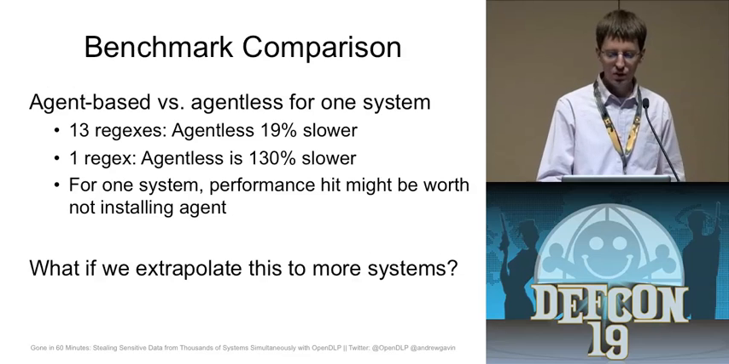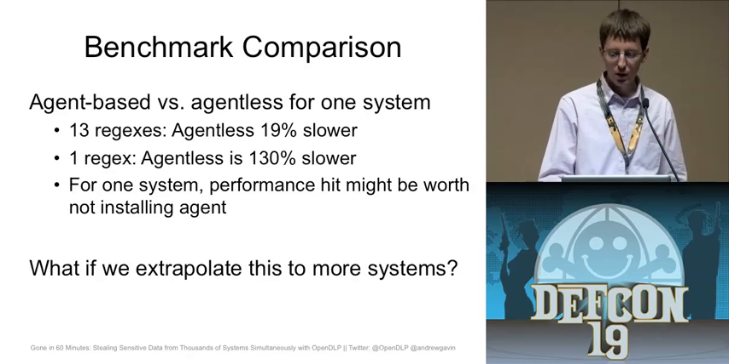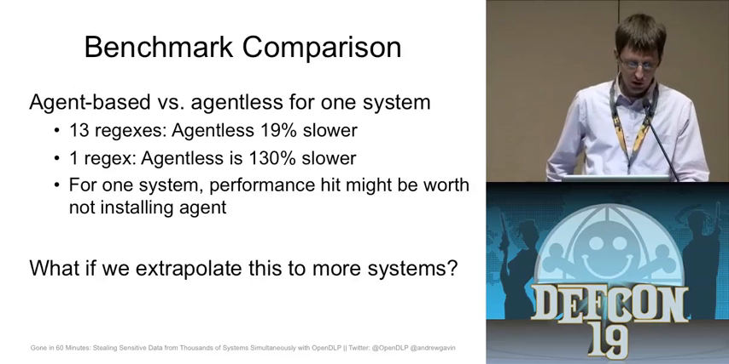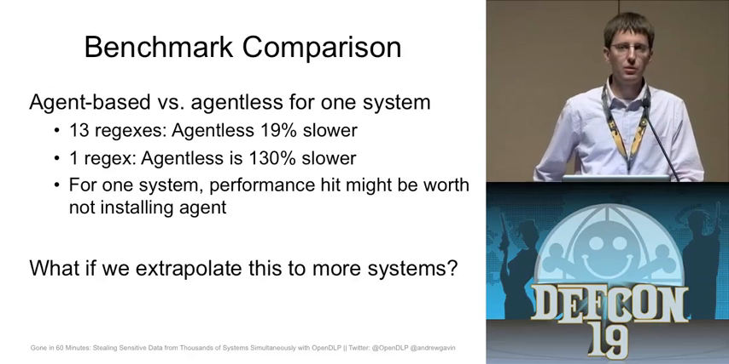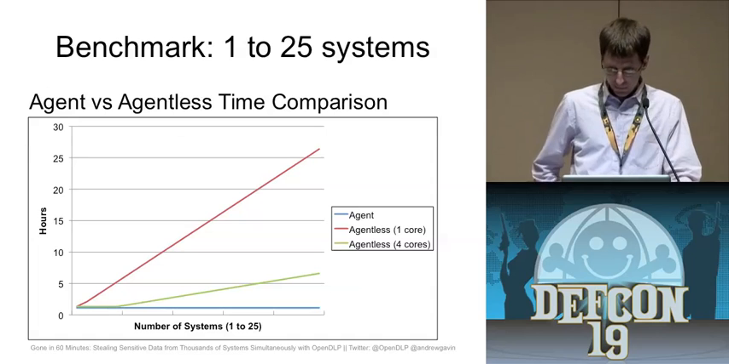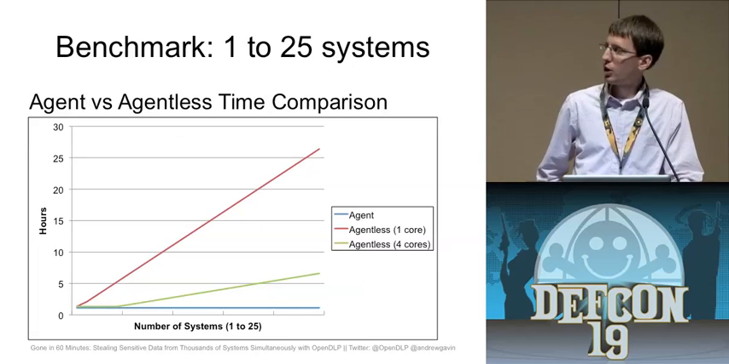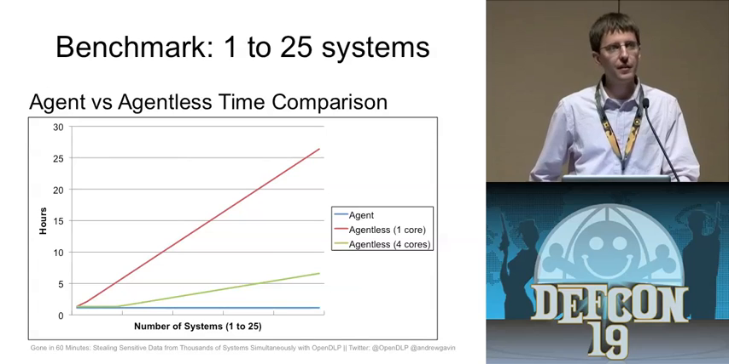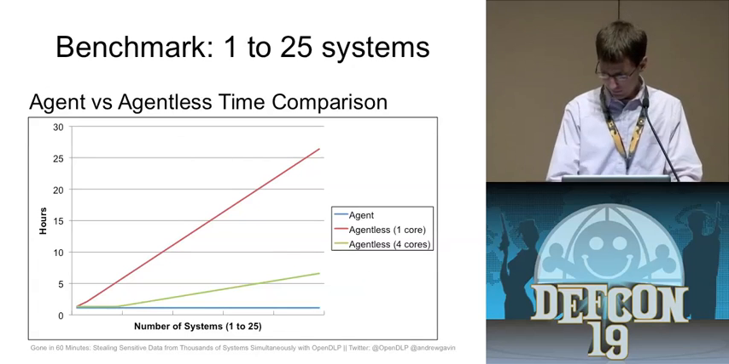So for just one system, it's only really 19% slower, but if we extrapolate this to more systems, we see here the blue line, the OpenDLP agent, remains flat, just about 1 hour. And the agentless scanner with 1 core for 25 systems will take over a day. Just 25 systems takes over a day.